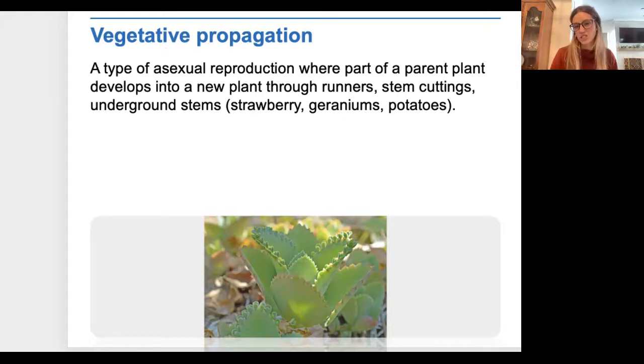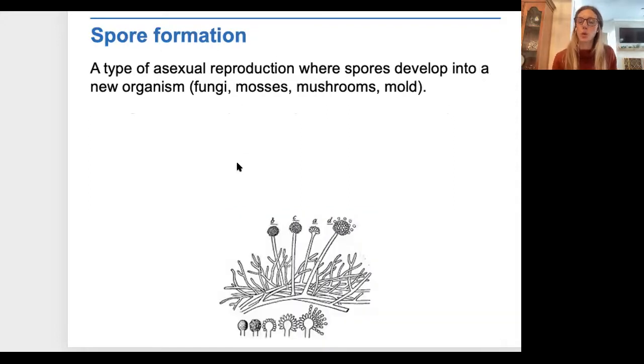So that's an example of vegetative propagation. Okay. So next up, we have spore formation. This is where a spore develops into a new organism. The best example of this is like a dandelion.